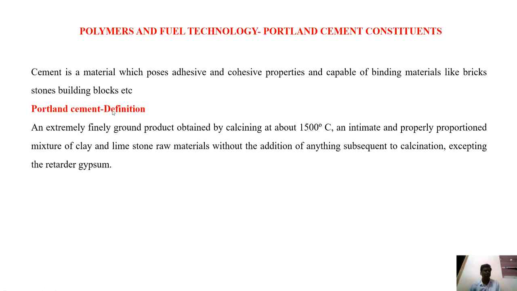So, Portland cement, we have to define now. It is an extremely finely divided powder of clay and limestone. That means clay and limestone materials are ground to a fine powder level. Then they are mixed in appropriate proportion. Then they are calcined at about 1500 degrees centigrade, in which gypsum is also added.